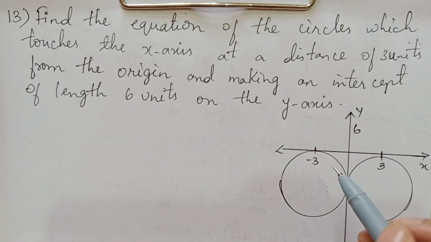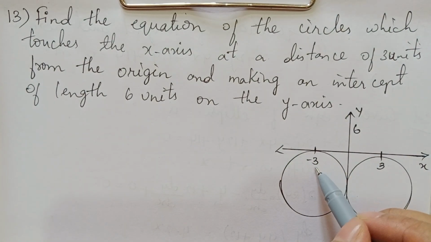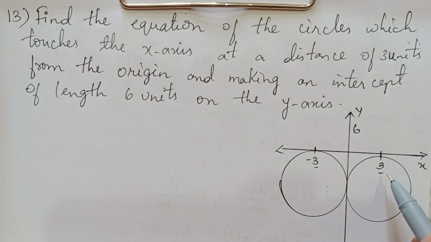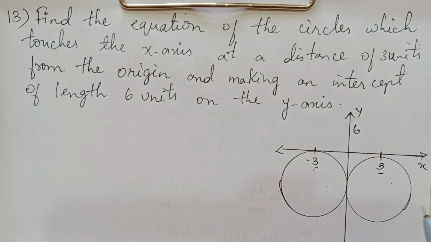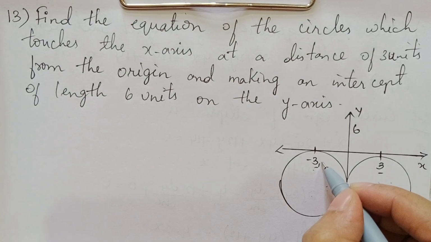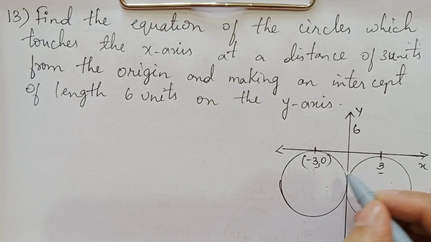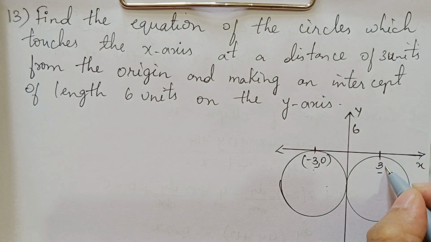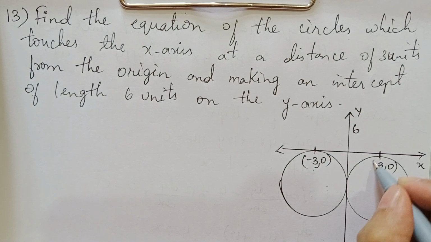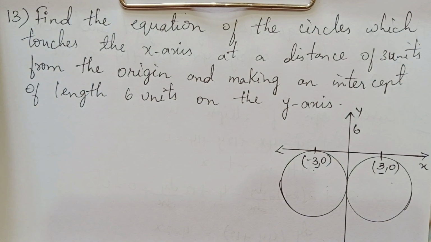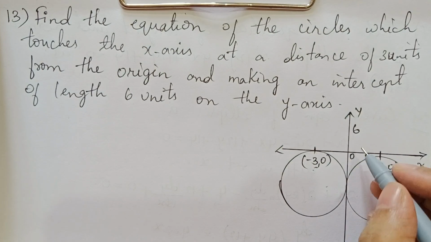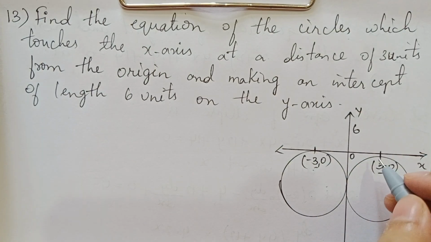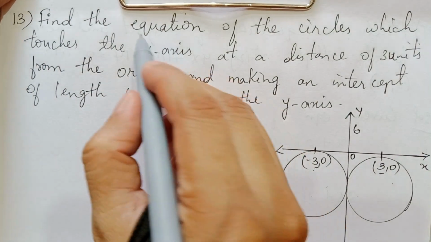So we have circles which are touching the x-axis at a distance of 3 units. So from this side it will be minus 3 and here it is plus 3, so the other coordinate will be 0, right? So it is minus 3 comma 0 and 3 comma 0 can be our coordinates, and the y-intercept distance from the origin is 6 units. So we have to find the equation of the circle.